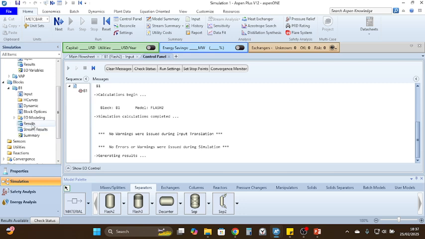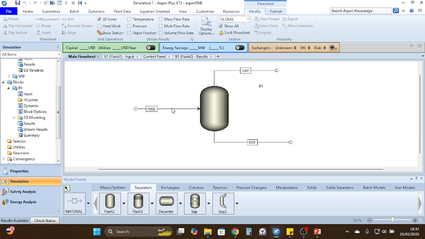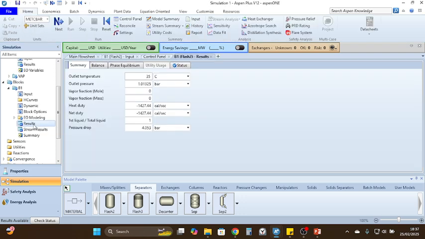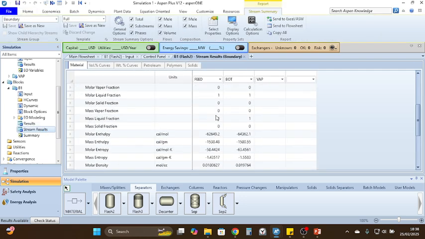Now coming to the results, this is the result for the flash. Over here a negative sign is coming. I hope you can understand why, because the feed stream is at 90 degrees Celsius while the product streams are at a lower temperature. So a cooling process is taking place, and if you convert it into kilowatt, this is minus 5.97642 kilowatts.